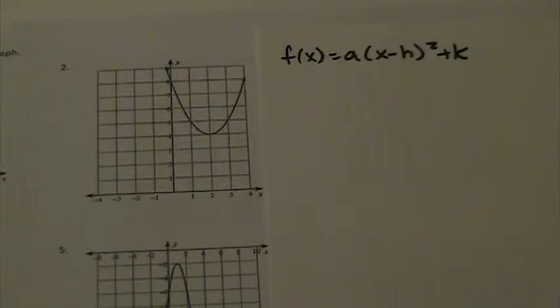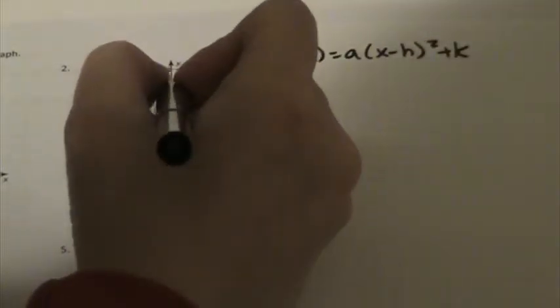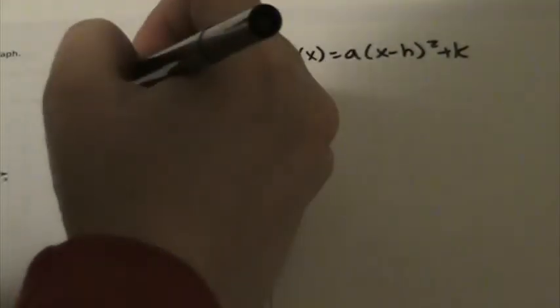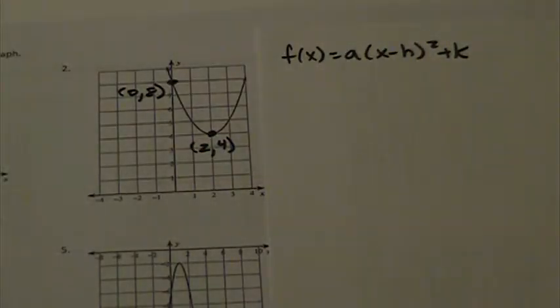vertex form. Okay, so in order to create the equation, I need 2 points. I need the vertex and just some point on the parabola that's not the vertex. And so I'm going to label those. The vertex is at 2, 4. And I'm just going to pick this point here that's on the y-axis. It's at 0, 8. I could have picked any point that's on whole number coordinates.